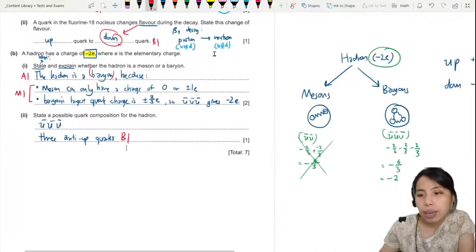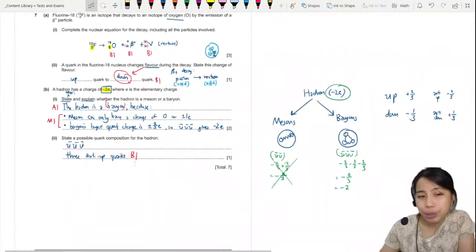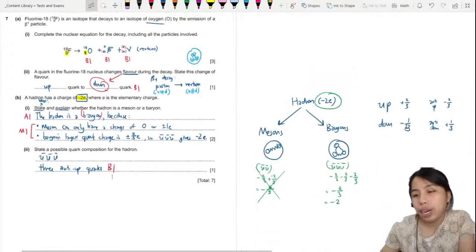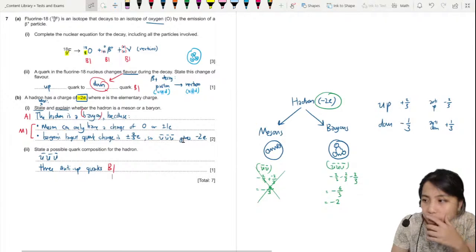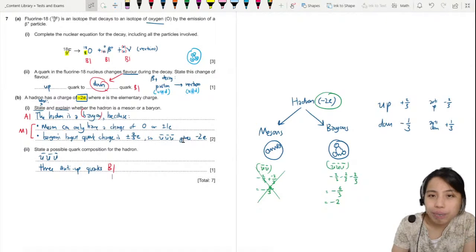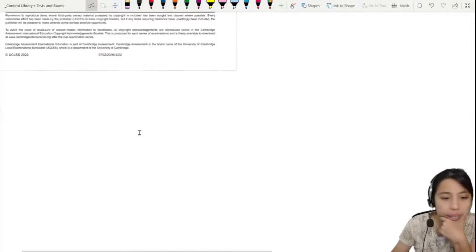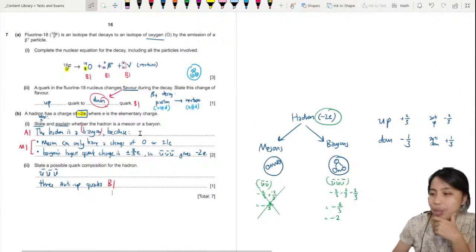Okay, so that's particle physics in revision. What you need to memorize though is the charge of at least the up, down, top and bottom quarks. Sometimes they may ask us about that. But that's all for this particle physics question. And also for the whole paper, I think we're done. Yeah, we are done.